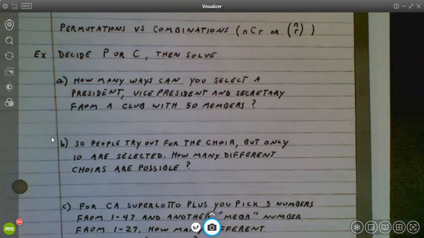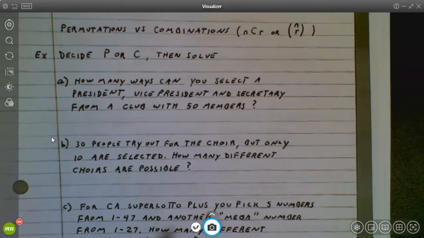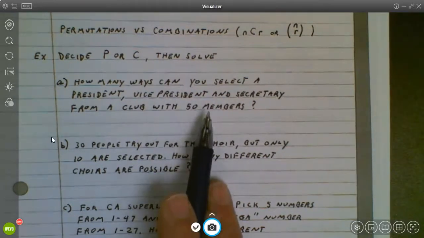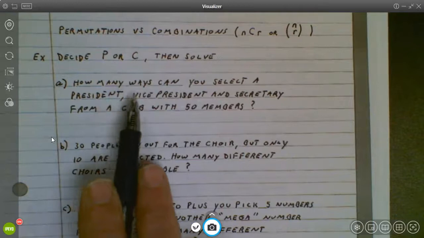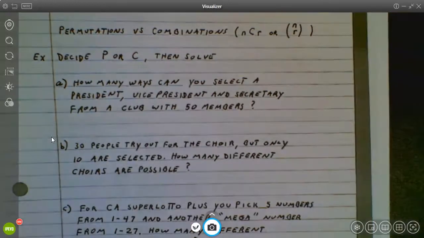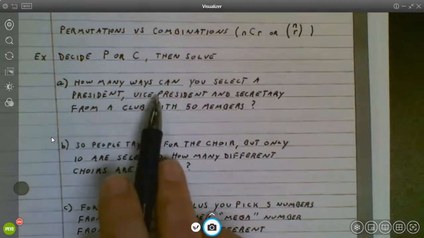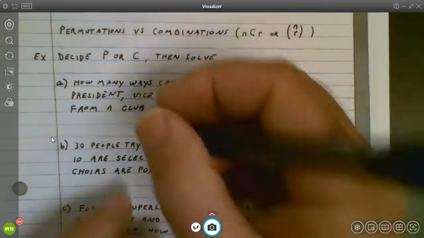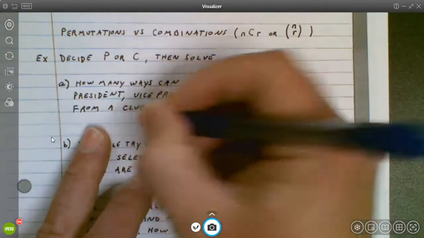So how many ways could you select a president, vice president, and secretary from a club with 50 members? So again, I have 50 members, and I'm looking for groups of 3. A president, a vice president, and a secretary. However, because there is an order to this, then it's no longer a combination. It's not just a random group of 3 people. I'm actually applying different levels of title to them. So now it's a permutation. So this would have to be a permutation.